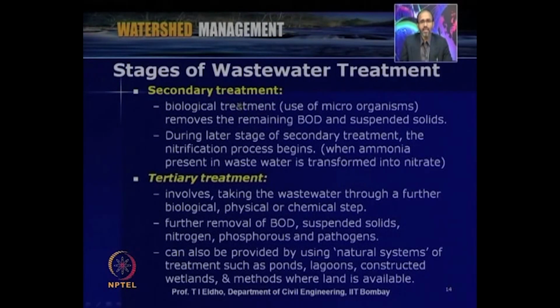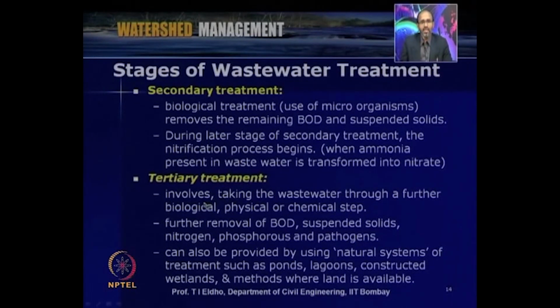Then next is the secondary treatment. Here we can go for various kinds of treatments like biological treatment, for example to remove the microorganisms and the remaining BOD and suspended solids. During later stages of secondary treatment, nitrification takes place, where ammonia present in the wastewater is transformed into nitrate. So, we can go for a series of secondary treatments. And as we have seen in the previous slide, after secondary treatment the water may be used for purposes like irrigation, golf course irrigation or landscaping.